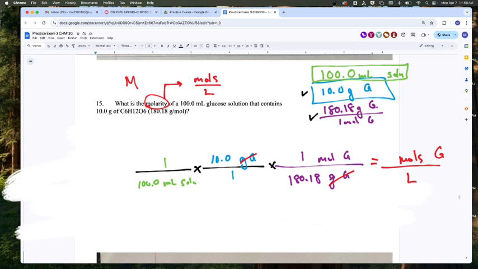Are we done? No? What's wrong? I don't want milliliters in my answer. So I need milliliters of solution to appear in the numerator so that it can cancel out. What do I want to appear? Liters, and I want that to appear in the denominator. Do I know the conversion factor between milliliters and liters? Yes.